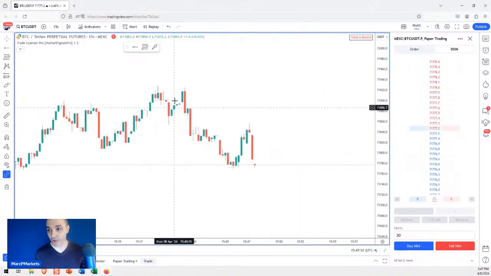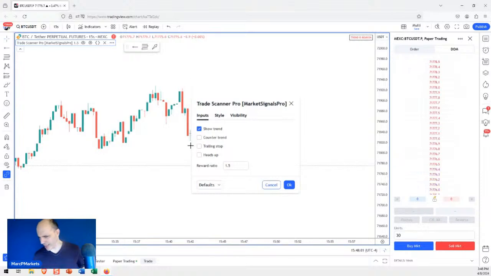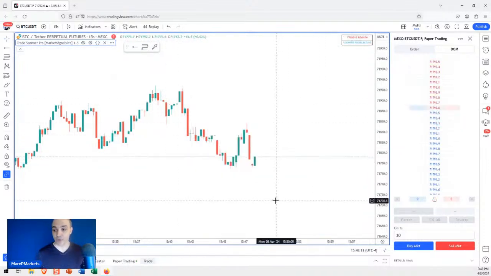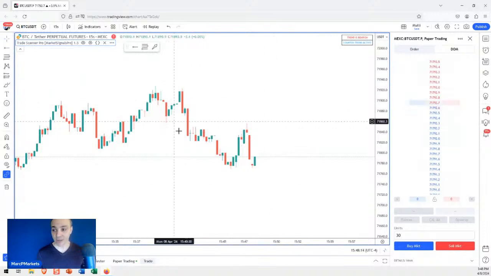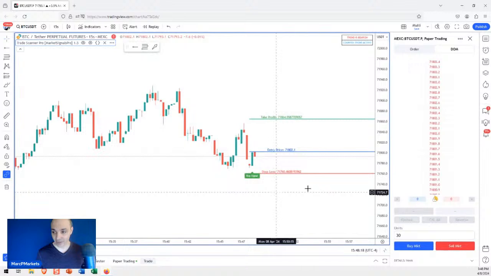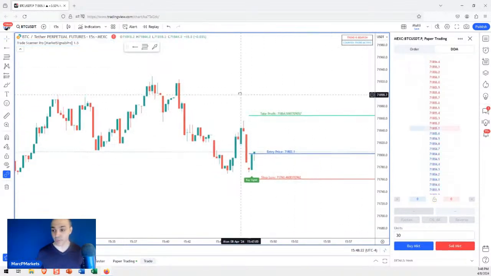Right now, we are in trend mode. If I look at my settings on this thing, you'll notice we have a few features here. We have heads up, we have trailing stop, we have counter trend, and then we have show trend. Show trend shows this little trend label up here. If I put counter trend on, now it's only going to look at counter trend trades, which means it's going to go against the trend, and it's going to look for something like this. There's a signal. Is that counter trend? The trend is bearish, so this is a counter trend signal.